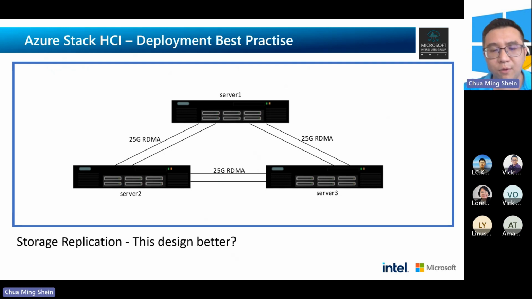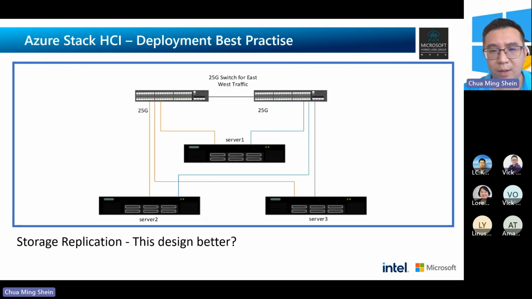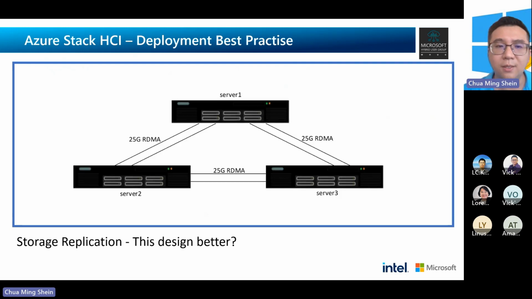But not every deployment can support switchless. For example, when you have more than 4 nodes, say 5 nodes and above, you need to use a switch. And also maybe when you deploy 4 nodes and you are planning to scale up in the future, in this kind of scenario you also have to use a switch. But our experience is, if possible, when you can use switchless, then deploy using switchless.